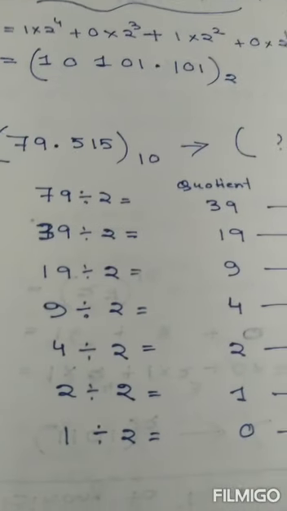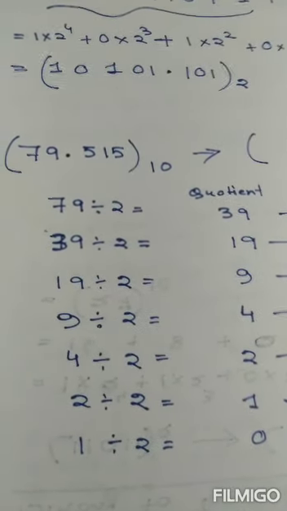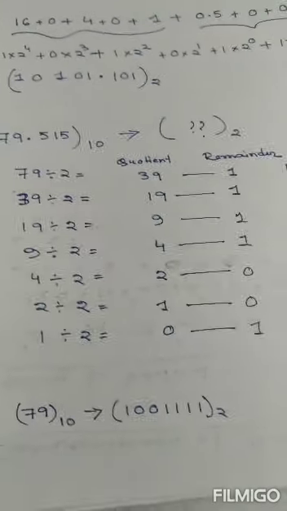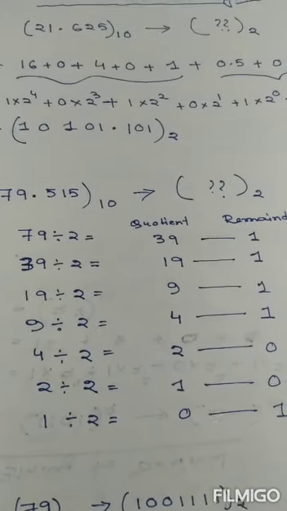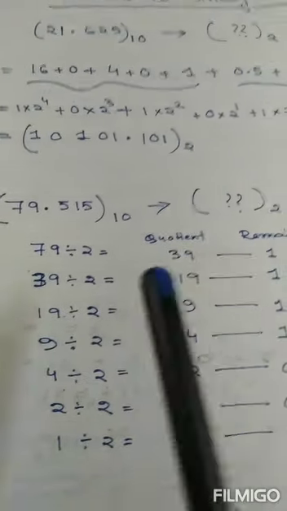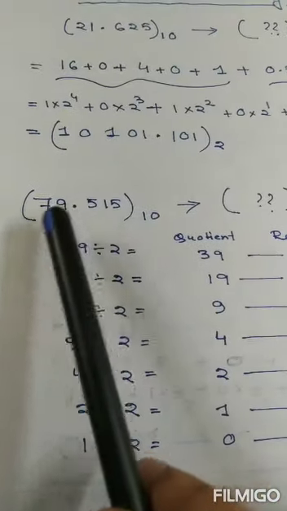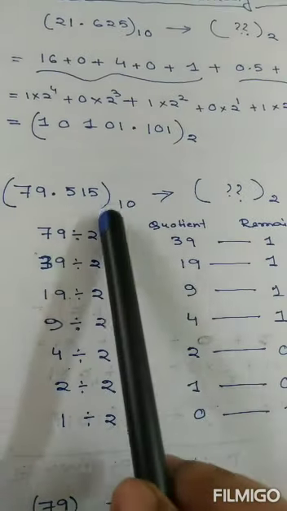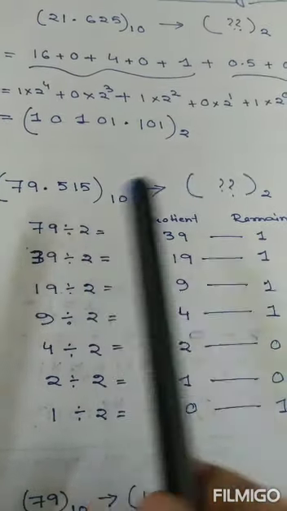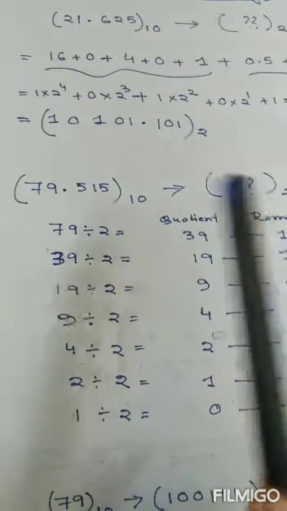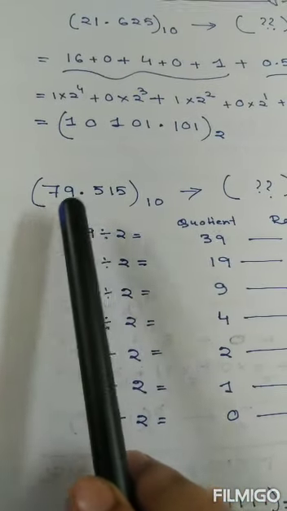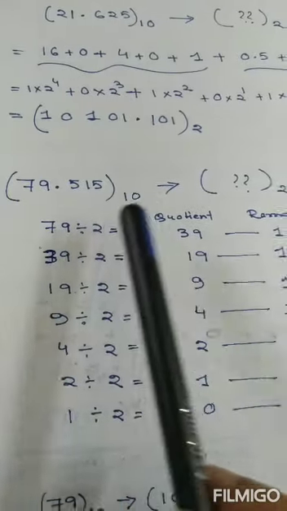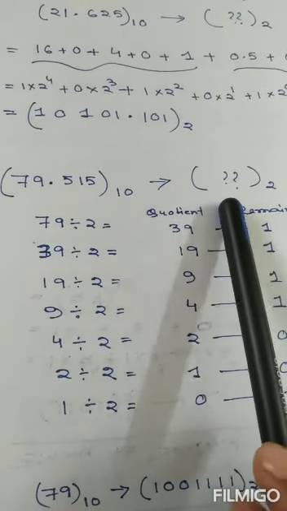Another process is this one. Mainly this process is used in our system. What is the process? We take an example that is 79.515. This is the decimal number. We'll convert this number to binary. First take the integer part, that is 79. We'll convert it to binary.